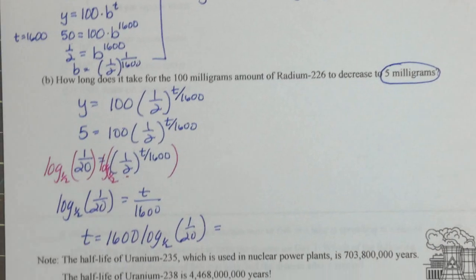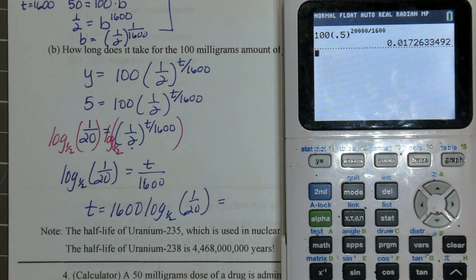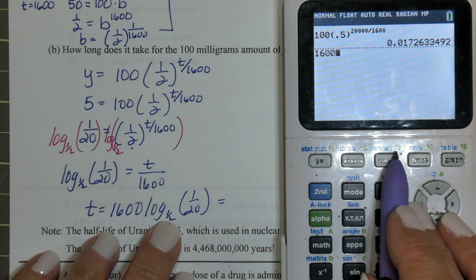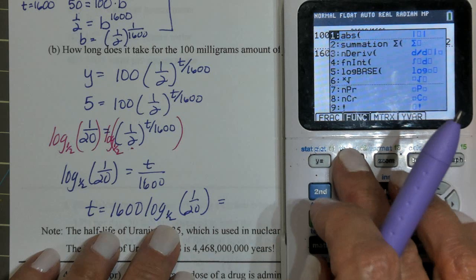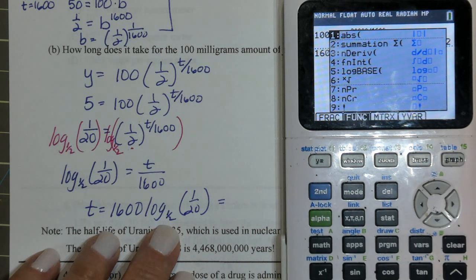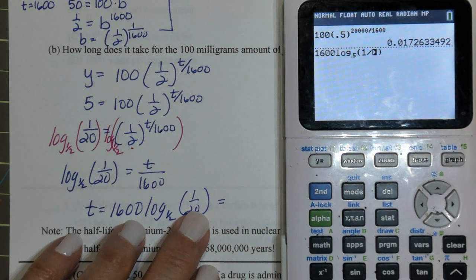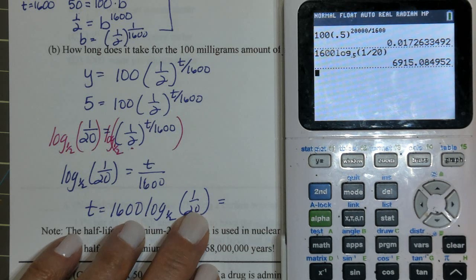And now we get to use our calculator. Okay? So 1600 log base 1/2. I'm so used to doing natural logs, I forget where this log function is. Is it under F3? I think it is. No, it's not. It's under F2. There's log base. So number 5, log base 1/2, 1 over 20.